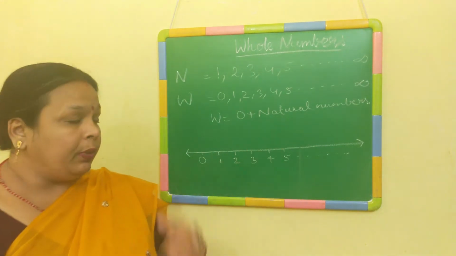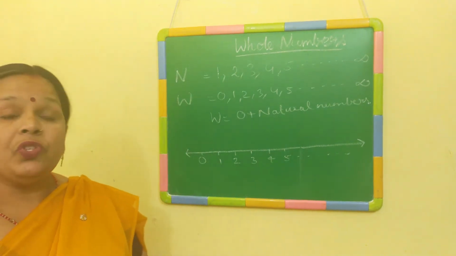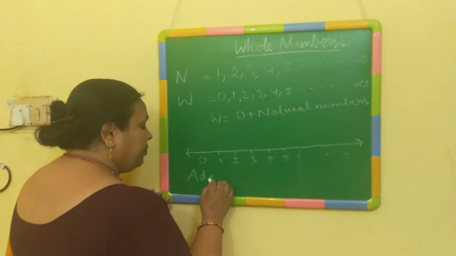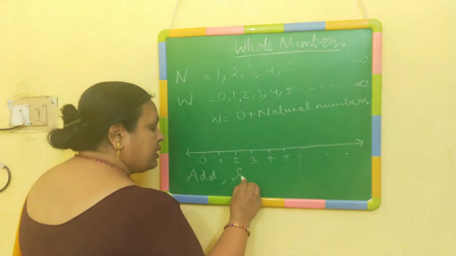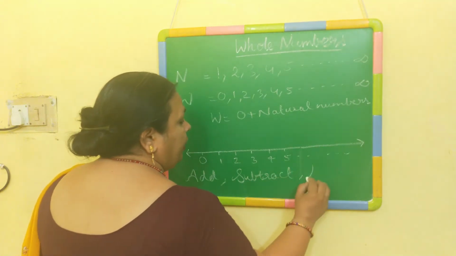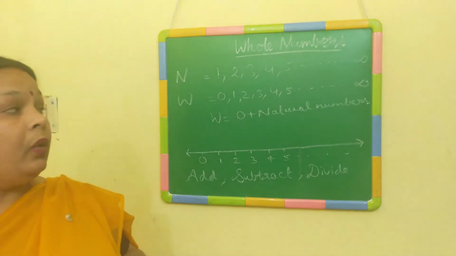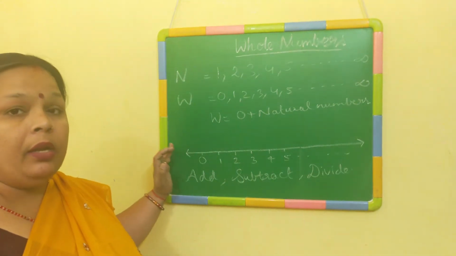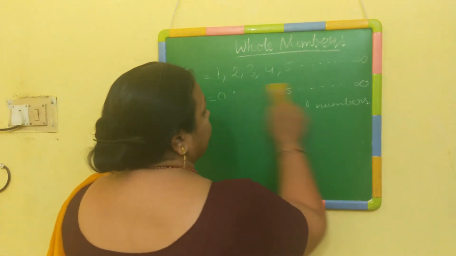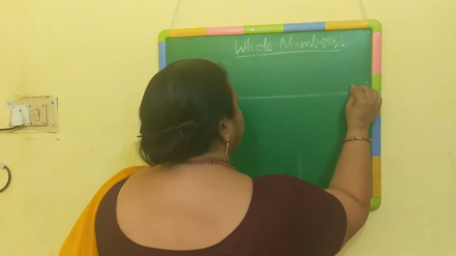Uniform means equal. Now on this number line, the operations which we can do are, we may add the numbers, we may subtract the numbers, we may divide the numbers. Clear? Now let's see how we are going to add, subtract and divide, one example of each. Now if this is your number line, clear?